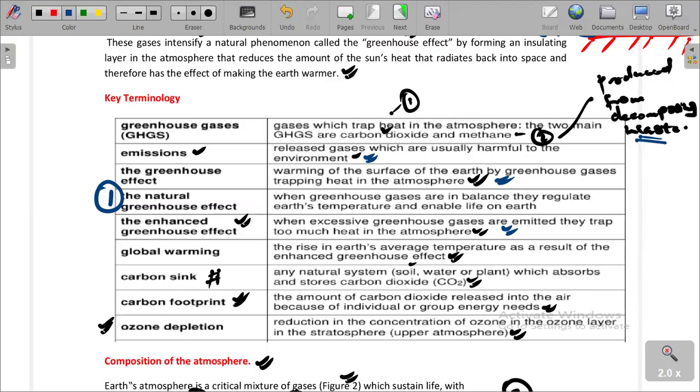And then global warming is the general rise in Earth's average temperatures as a result of the enhanced greenhouse effect. Global warming: temperatures generally increase. That increase in temperatures because of the increased accumulation of greenhouse gases results in what you call global warming.